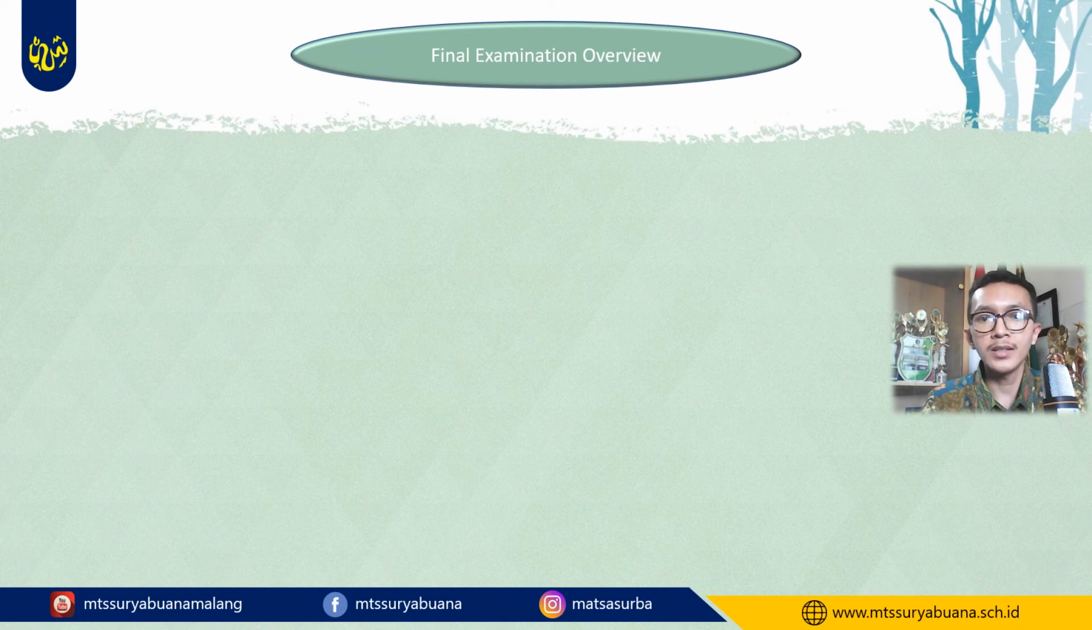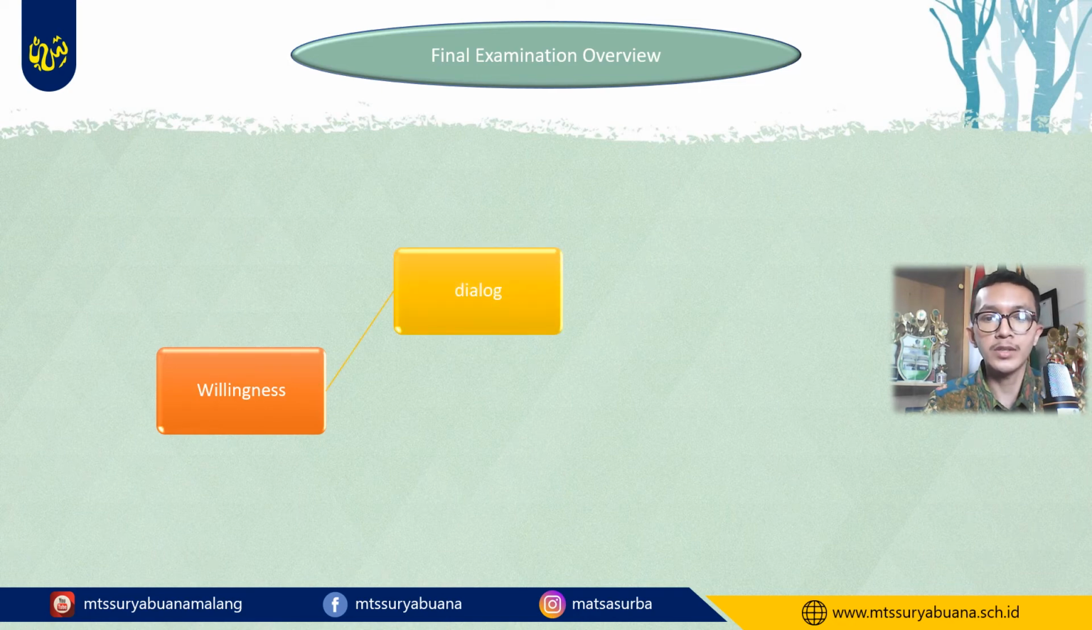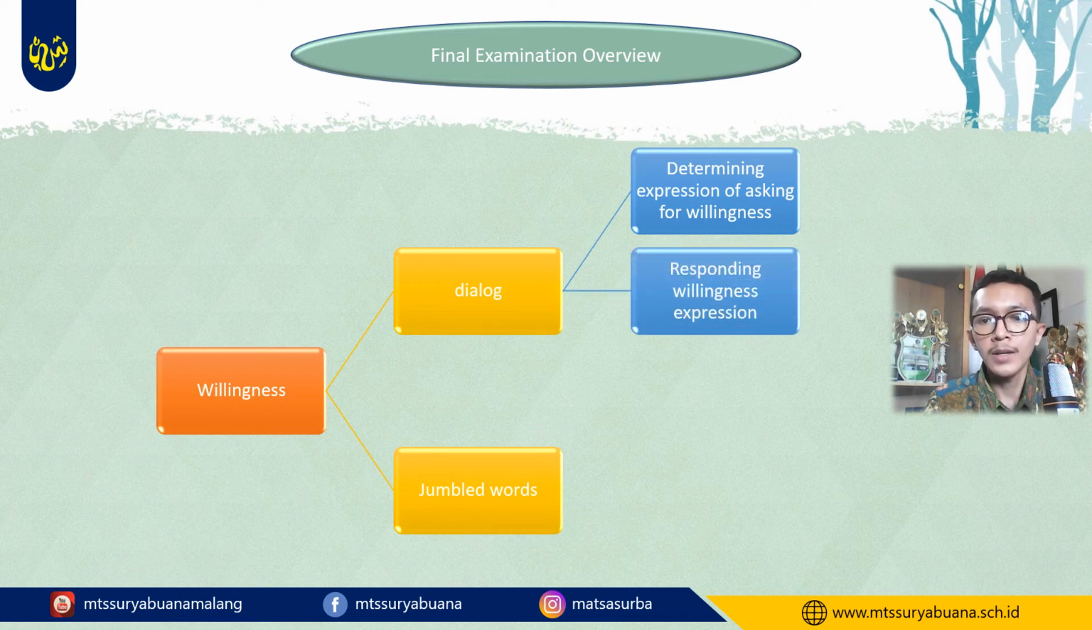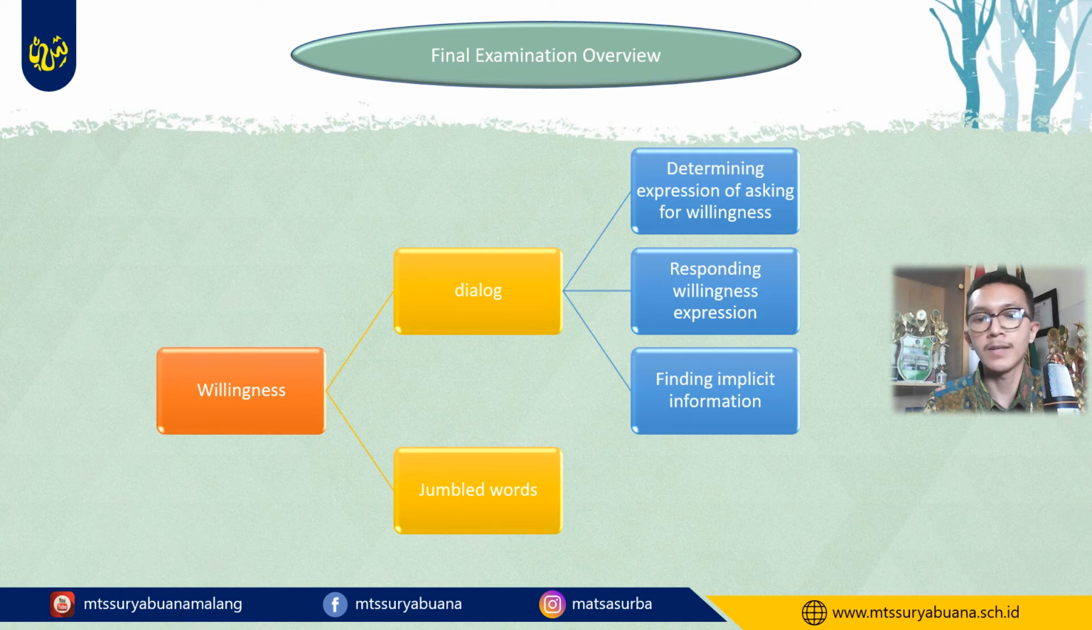Well, next, the final examination overview. The material is about willingness. The form of the question is dialogue and also jumbled words. For the dialogue, the students should determine expressions of asking for willingness and also respond to willingness expressions, and the last one, find implicit information. And about the jumbled words, the students should rearrange the jumbled words.